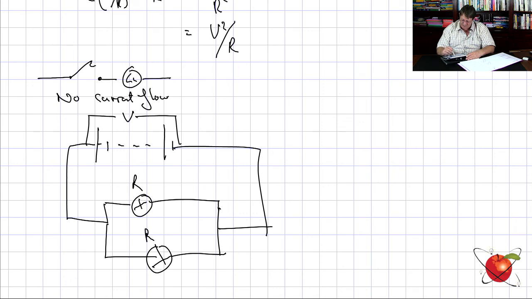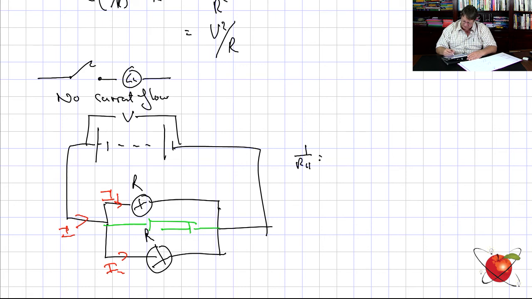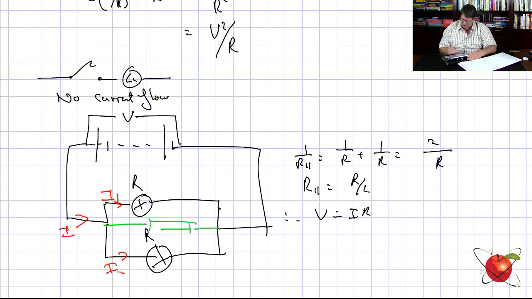Let's now go back to basics and put in our current. I1. Now we've only got I2, haven't we? Let's now work with the circuit. So let's have a look. Can we do a ghost resistor here? Okay, can we put it in? Yes, we can. What is it going to be? 1 over R parallel is 1 over R plus 1 over R, which is equal to, R is the LCD, 2 over R. So R parallel is going to be R over 2. Therefore, V equals IR for the circuit, because this now is R over 2.